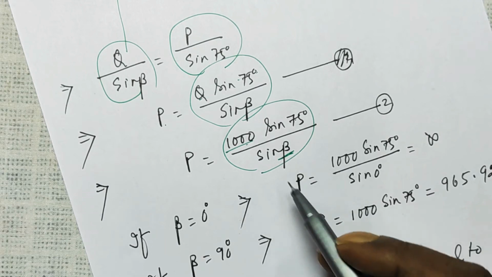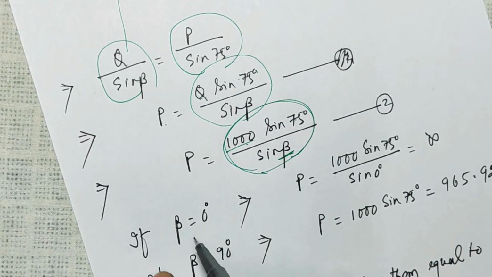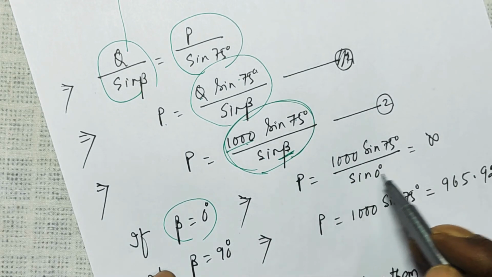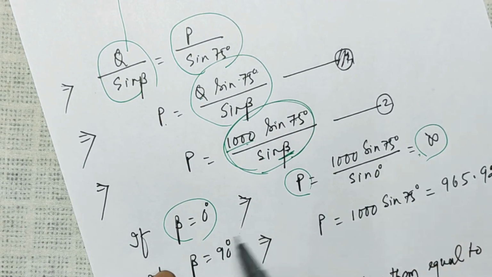Now look, this is a fraction. If beta is equal to 0 degrees, sine 0 is 0. Something divided by 0 will be infinite. So P will be infinite if beta is equal to 0.